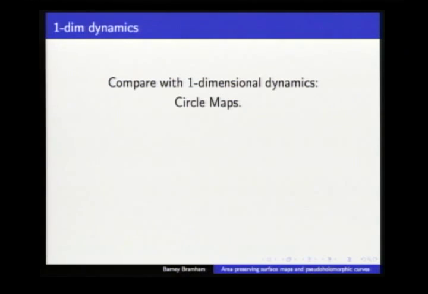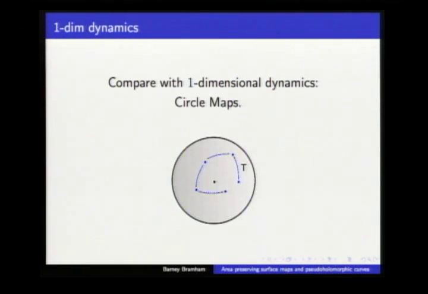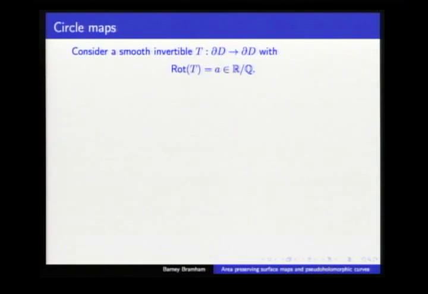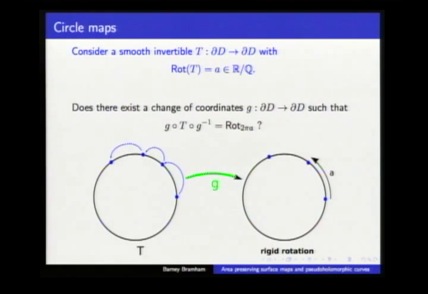So let's just compare this with what would happen if this was true also on the boundary. So look at the one-dimensional analogous question. Of course, this has an old history. The question is, consider a diffeomorphism of the circle. And this has an associated rotation number defined in the same way we just said. And supposing this is irrational, you ask, does there exist a change of coordinates that linearizes this, turns it into a rotation? If so, then the rotation has to be by the same angle that the rotation number is.